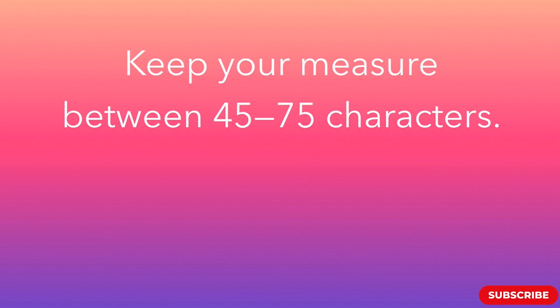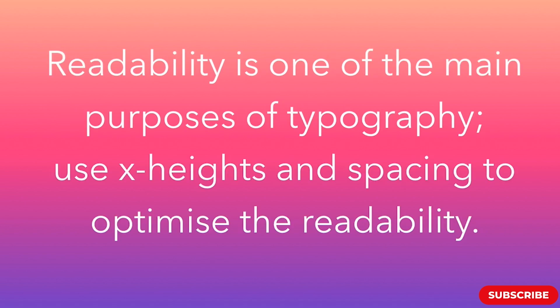Keep your measure between 45 and 75 characters per line. That's what the word measure means in typography. It's really all about the journey that the eye takes to read a line and skip to the next one, which is why newspapers are set into columns, so that you can skip backwards and forwards with just small movements to read the text, rather than spanning the entire width of a page. So 45 to 75 is a pretty good rule of thumb to have a decent measure of text. Readability is one of the main purposes of typography.